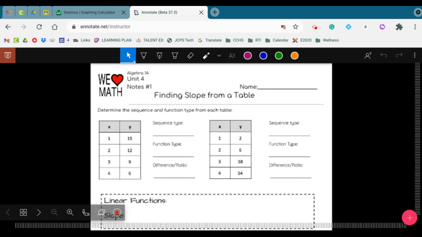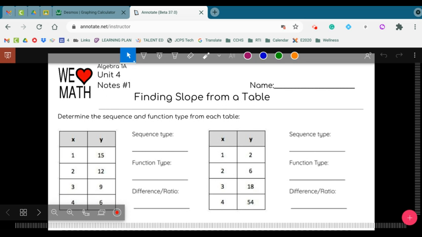Okay, today we're going to start our Unit 4 unit notes. So Unit 4 kind of takes us in a different direction. We're going to start graphing now. So this unit and our next unit will just be graphing. This unit we're going to do linear, and then the next unit we're going to do quadratic. So our first thing we're going to cover is finding slope.